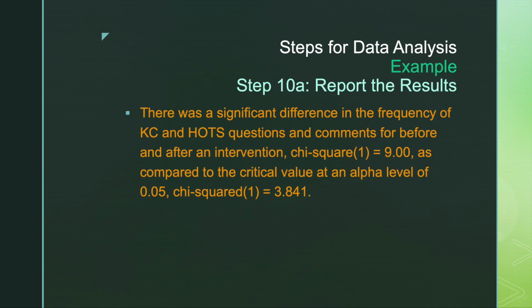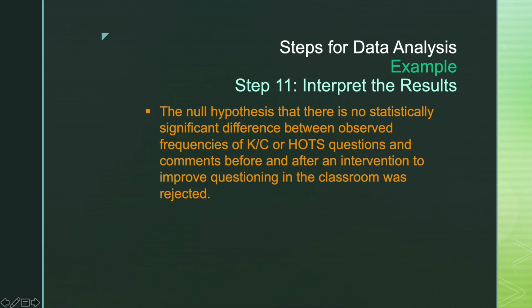Now, if you look in the comments of this slide, you can see the same exact write-up, but using the SPSS output, but I had to cheat a little bit and use the chi-squared value that Excel gave us in order to do that write-up. So there is no perfect solution here. Since we found significance, that means that our null hypothesis, that there is no statistically significant difference between the observed frequencies of KC and HOT questions before and after an intervention, was rejected.